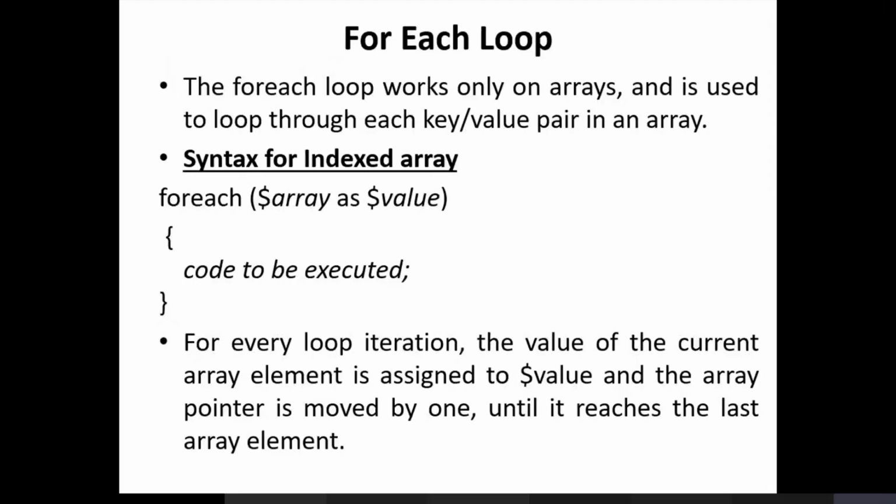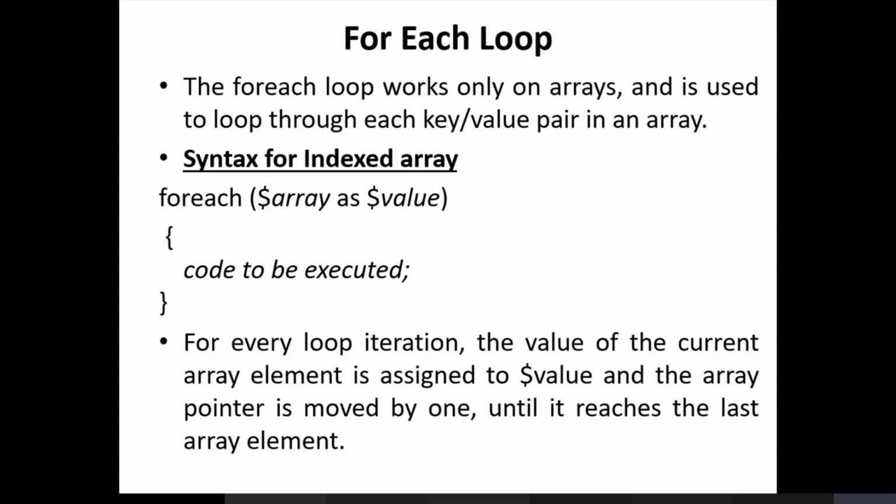The next is the foreach loop. The foreach loop works only on arrays and is used to loop through each key value pair in an array. So foreach array as $value has code to be executed, and for every loop iteration the value of the current array element is assigned to $value and the array pointer is moved by 1 until it reaches the last array element. So it iterates the loop for each element in the array. So it works only on arrays. Make sure you remember this.